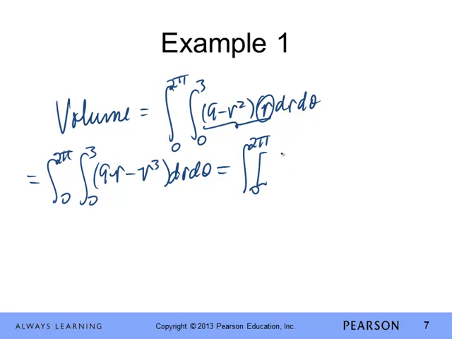So what do we have here? We have 9 halves r squared minus 1/4 r to the 4th, 0 to 3. We have d theta out here. Now plug in 3 for r. You got 3 squared is 9. Get 81 halves minus 1/4 times 3 to the 4th. Now 3 to the 4th I think is 243.